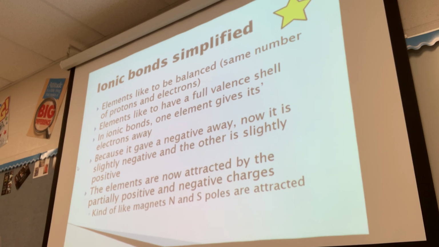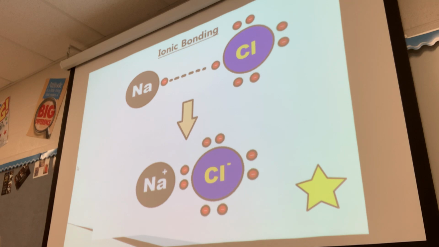Sometimes they can't have it both ways. So if they give the electron away, now one of them is slightly negative and one of them is slightly positive. And that positive and negative are going to attract. So that's what an ionic bond is. A great example of this is sodium chloride. Does anybody know what sodium chloride is?